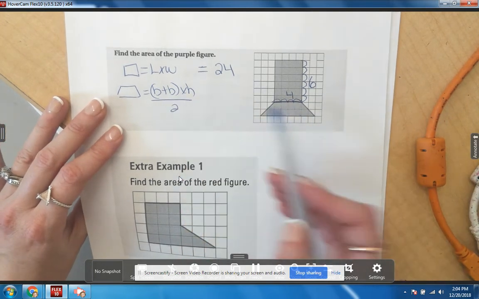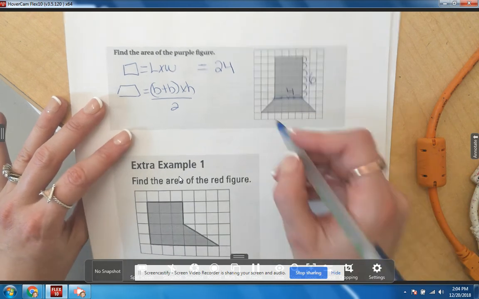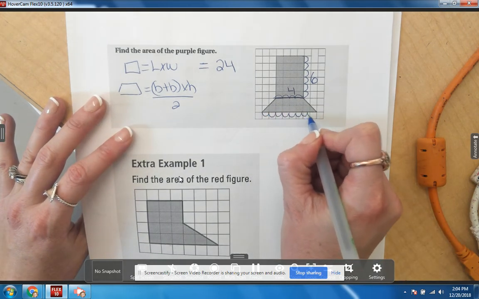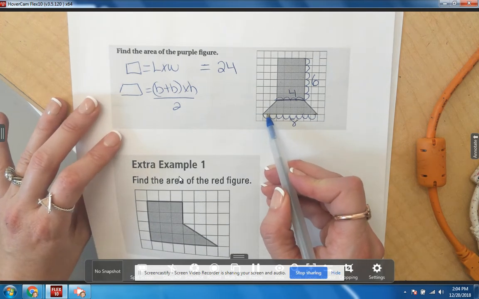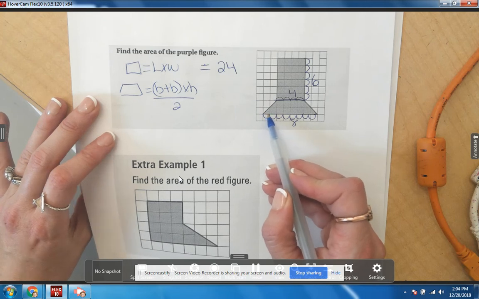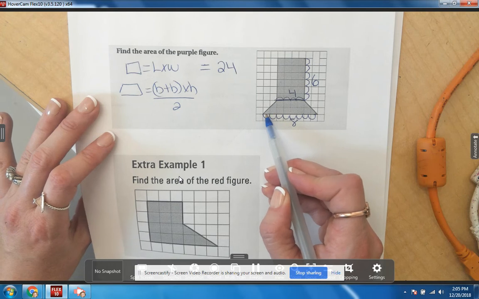Now I need to do my trapezoid. So I need 2 bases. This is going to be one of them. The opposite side is parallel. I'm going to count these: 1, 2, 3, 4, 5, 6, 7, 8. Even if only half of the square is shaded, you're counting the very bottom line. So the very bottom of it is fully shaded, so I'm going to count that as a full square, even though the whole square isn't shaded. The bottom is what we're counting.